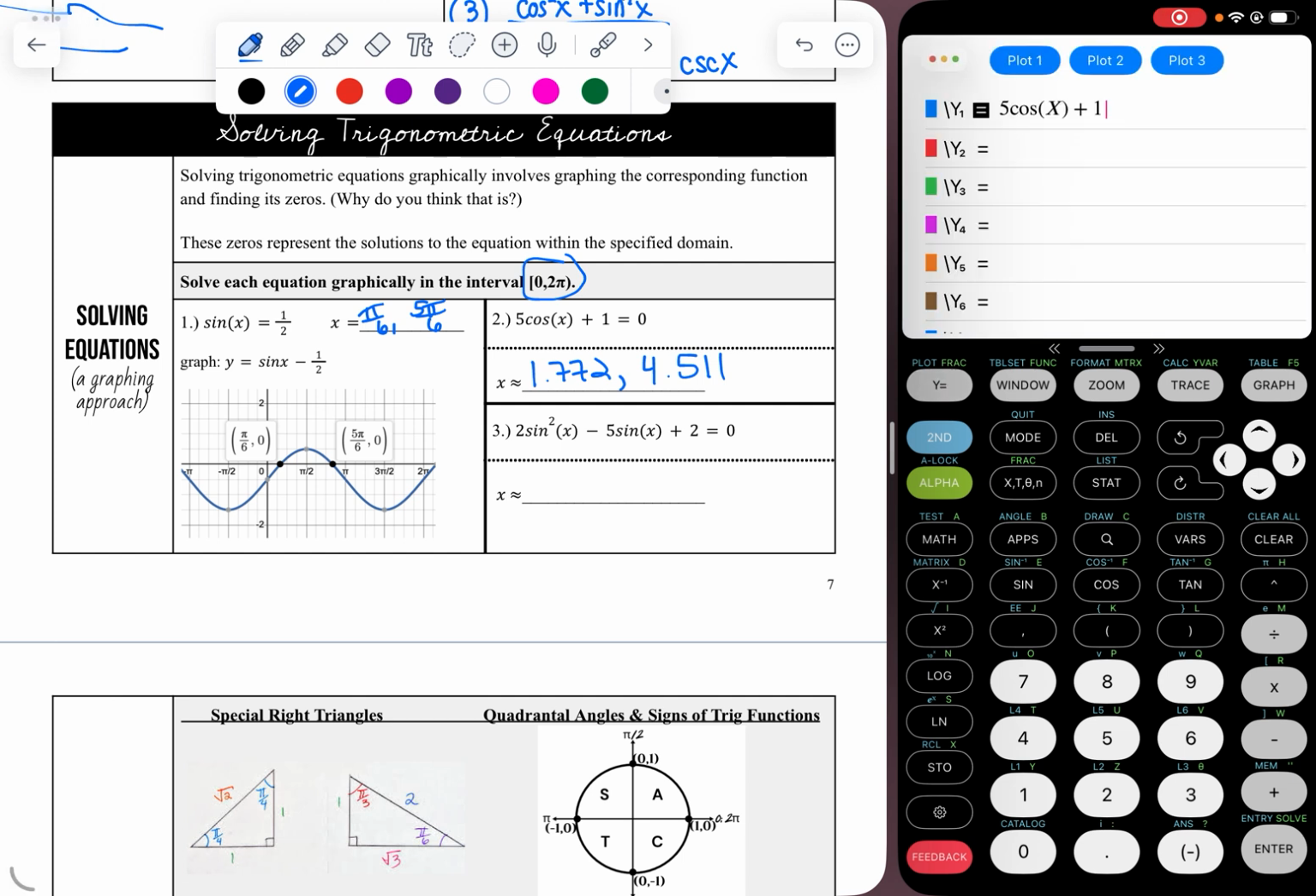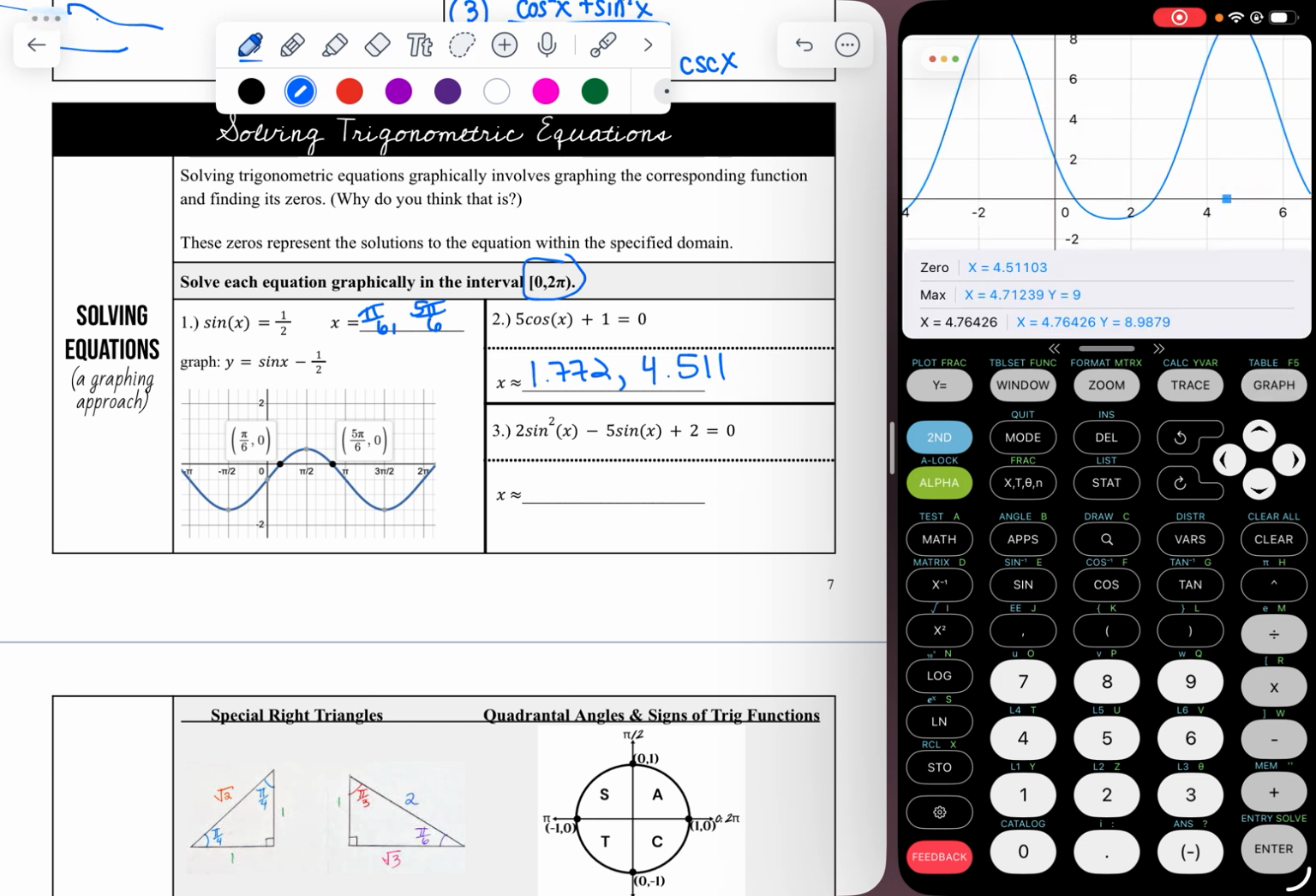All right, so let's try the next one. If we go to y equals, clear out what's in there, 2 sine of x, and then we've got to square that. Squared, plus, minus 5 times the sine of x plus 2. Okay, so again, we can see 2 x-intercepts there. We just have to find them.